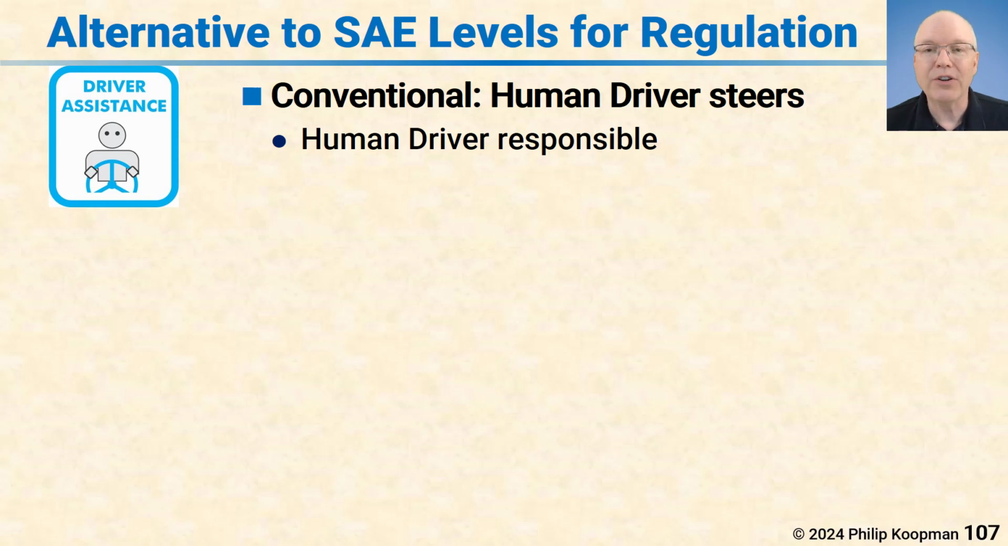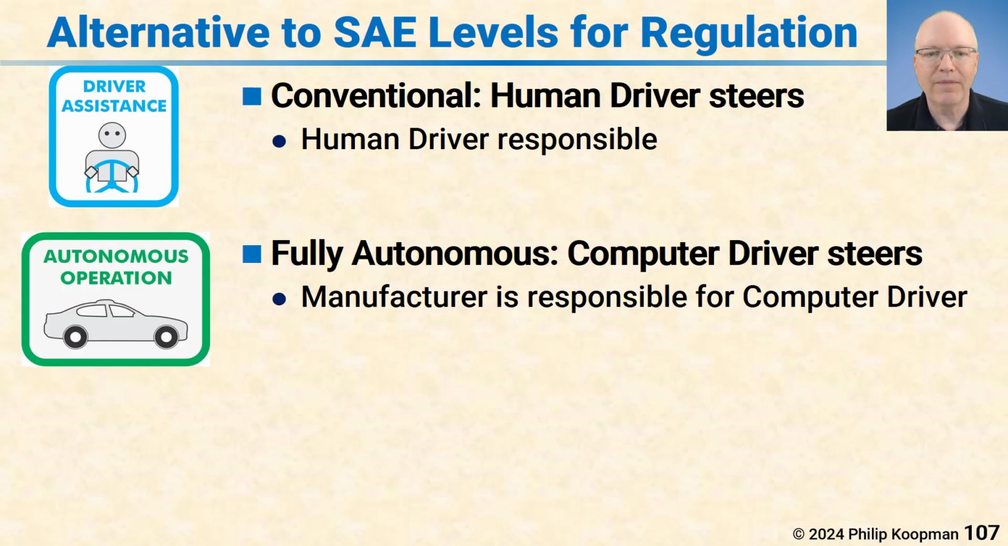The first is conventional. If the human driver is continuously sustained steering, then the human driver is responsible. Now, if you have things like lane keeping assistance, which nudges you back in the lane, that's not sustained steering by a computer. That's still conventional. So we're not talking about momentary intervention being automated here. We're just talking about the human driver steering the steering wheel. That's conventional. Human driver is responsible.